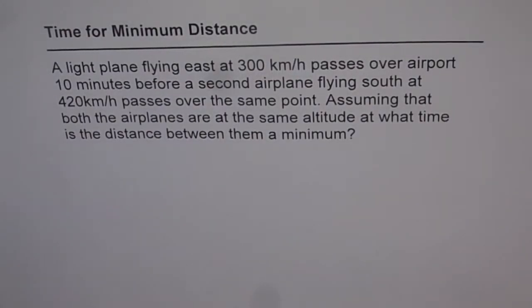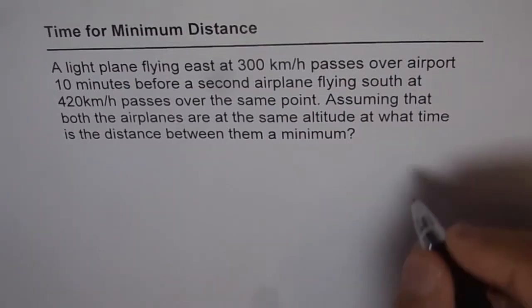Here we have a problem relating distance and time. A light plane flying east at 300 kilometers per hour passes over an airport 10 minutes before a second airplane flying south at 420 kilometers per hour passes over the same point. Assuming that both airplanes are at the same altitude, at what time is the distance between them a minimum?